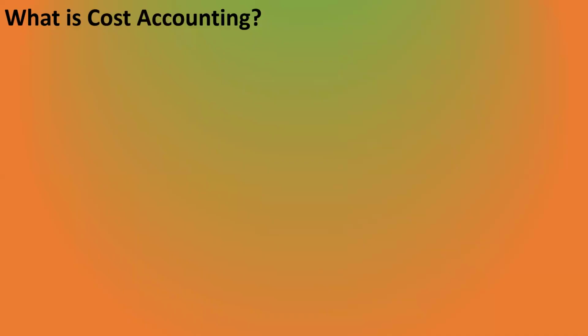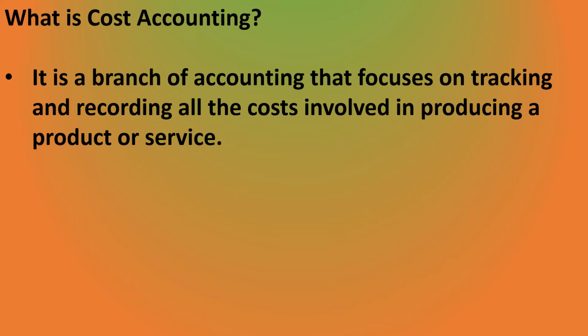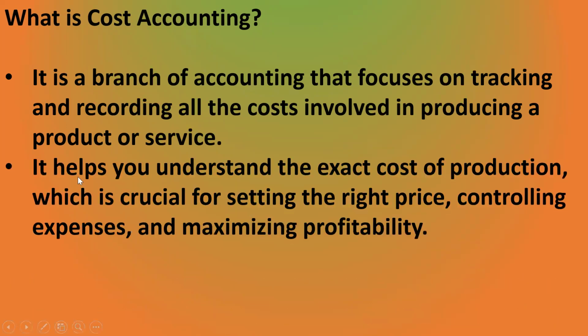What is cost accounting? It is a branch of accounting that focuses on tracking and recording all the costs involved in producing a product or service. It helps you understand the exact cost of production, which is crucial for setting the right price, controlling expenses, and maximizing profitability. Here, cost of production means we have material, we have labor, and factory overhead. So, cost accounting is all about material, labor, and factory overhead.